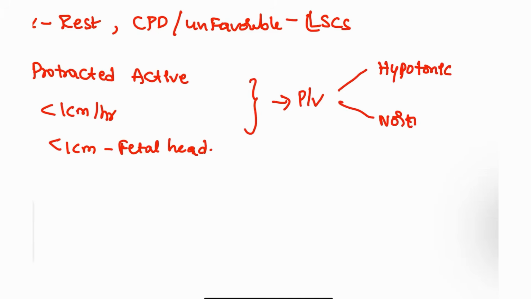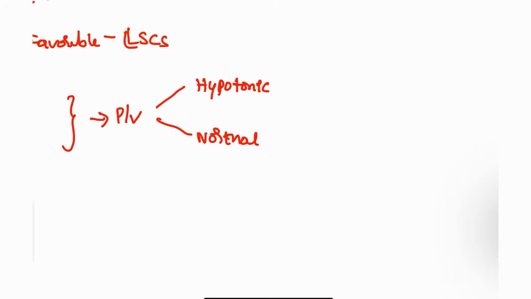Hypotonic means the contractions are less than normal. If it is less, then you can proceed with oxytocin administration. This is one thing that you can give. Next, if it is normal, then wait and watch. Again, if it is CPD, then we can go for the C-section.